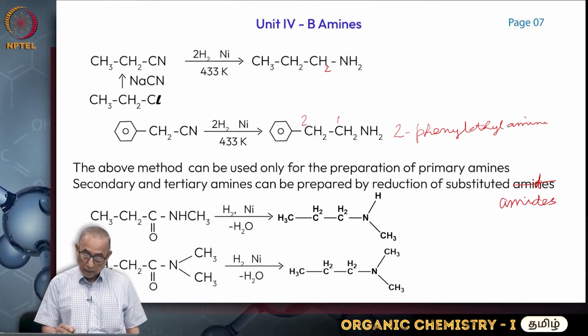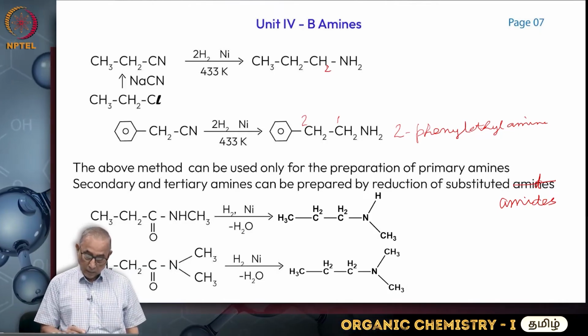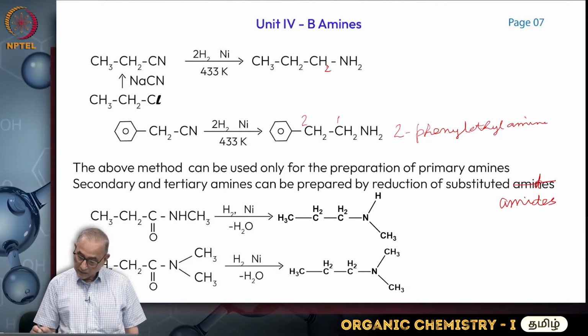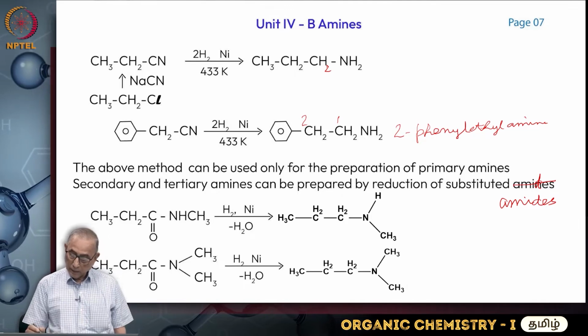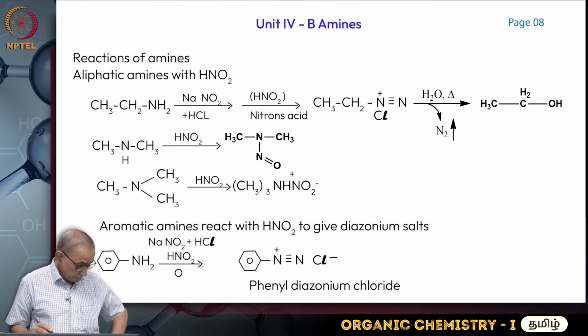இது hydrogen and nickel போட்டாக்க you get CH3CH2CH2NHCH3. இது போட்டாக்க CH3CH2CH2N(CH3)CH3. This is a secondary amine. This is a tertiary amine. Reactions of amines.